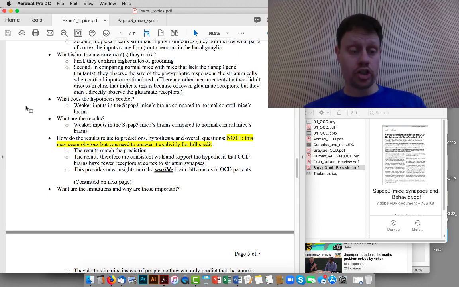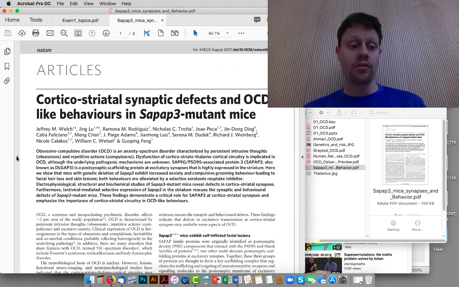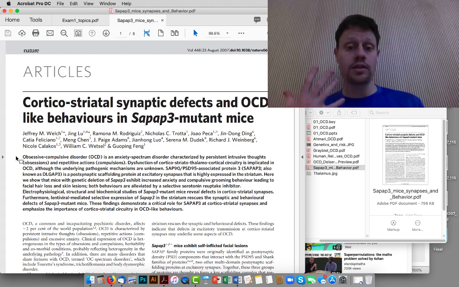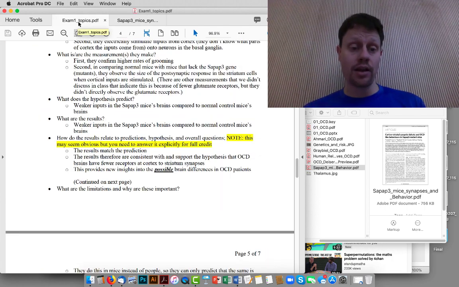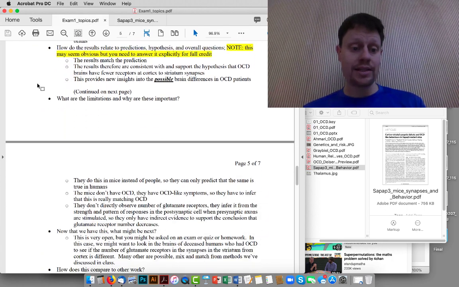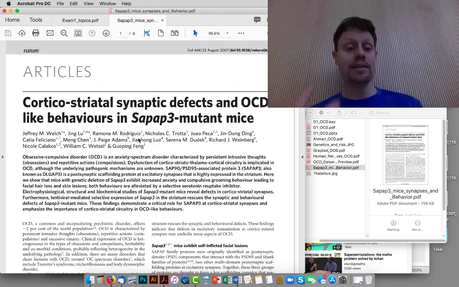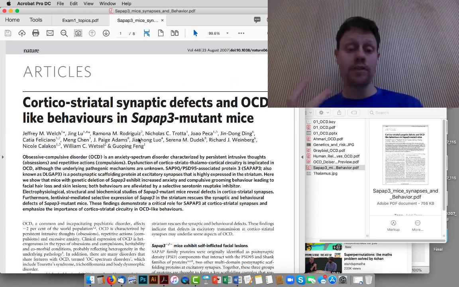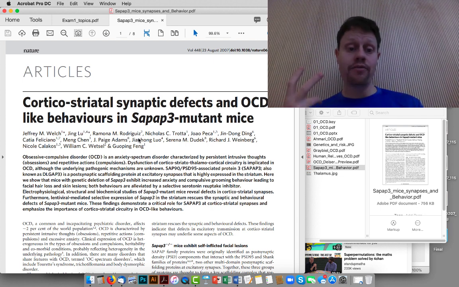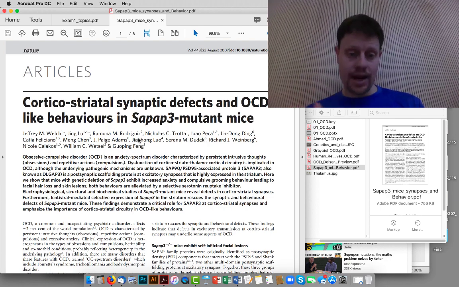The first kind of question that you might see on an exam is a question that asks you about factual information in the paper and the relationship between those ideas, the five main ones that I outlined in class and in previous videos, and the more detailed set here. For example, in this paper, I might ask you how the researchers came to the conclusion that mice with OCD-like symptoms have weakened postsynaptic receptors, or fewer postsynaptic receptors, at the orbital frontal cortex to striatum synapse.